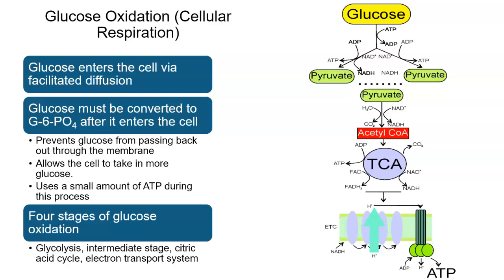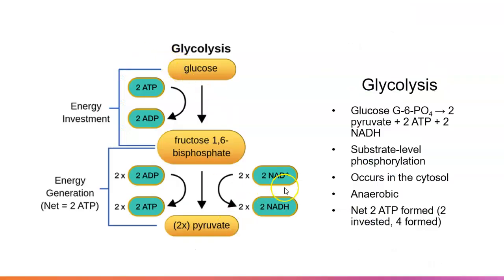Now, the whole process of glucose oxidation is glycolysis, transition, also called the intermediate stage, Krebs cycle, citric acid cycle, TCA, again, choose one, and then the electron transport system. So glycolysis, again, occurs in the cytoplasm of the cell. We bring that glucose in, and remember I said we had to use a little bit of energy? It takes 2 ATPs to convert glucose to glucose 6-phosphate.